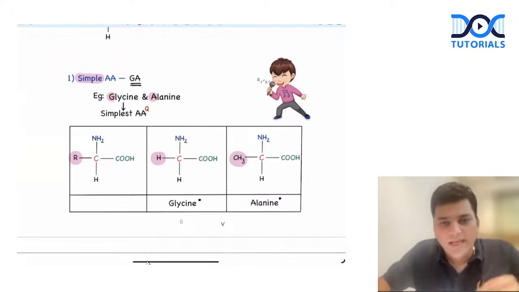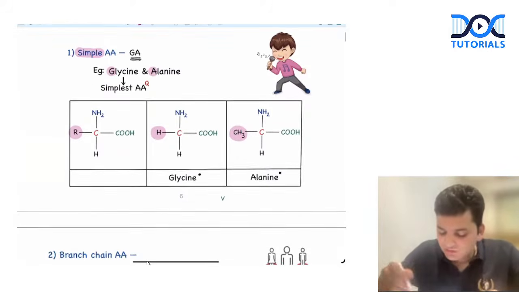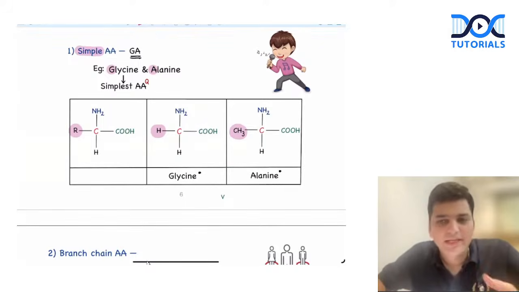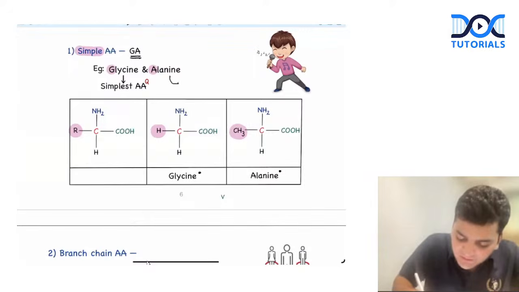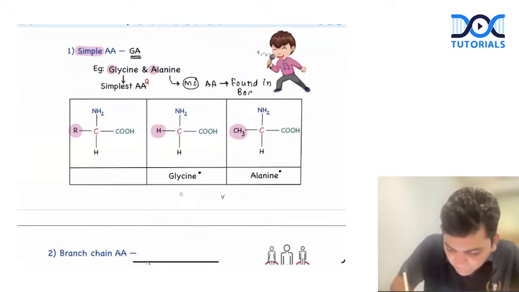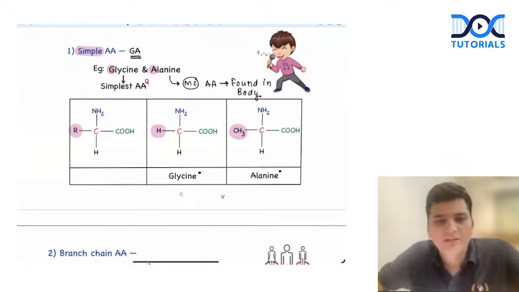Among them, glycine is the simplest amino acid, because here you can see the structure of glycine. The third and fourth valency are the same. It does not have a chiral carbon. It is the simplest amino acid structure. Alanine is the most common, or the most abundant, amino acid found in the body. So these are the simple amino acids, GA.